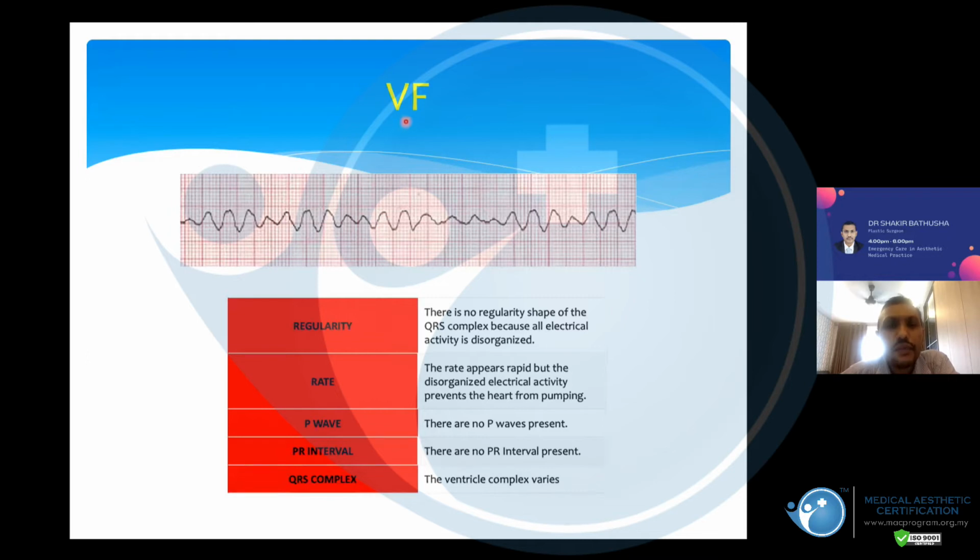Whereas in a ventricular fibrillation, there is no regularity in the shape, because the electrical activity is so disorganized that the heart just fibrillates. So during this fibrillation, there will never be an effective ejection fraction from the heart to supply the body. The rate appears rapid, but is disorganized. There is definitely no P wave, and there are no clear QRS complexes, and the ventricular complexes will vary.